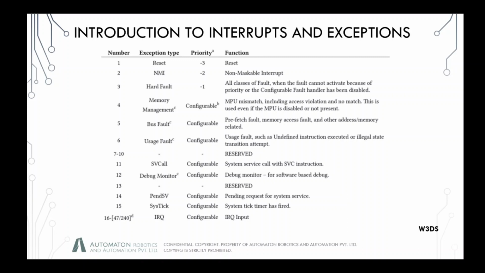Okay, so now the remaining exceptions that are there, 16 through 47 or 240 depending on the MCU that you have. Cortex M0 and M0 Plus cores allow up to 32 interrupts, while Cortex M3, M4, M7, and we are using M3, allow a total of 240 interrupts. These 240 interrupts depend on the kind and size of the GPIO, or the number of GPIO that you have. The list is present in the nested vector interrupt controller section of the programming manual.